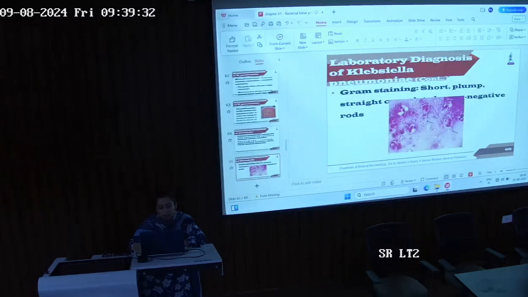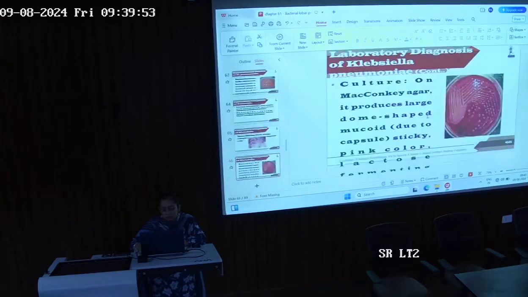Then on gram staining, short plump bacteria which are gram negative, and sometimes they might give the appearance of cocobacillary forms also. However, they are short, stout and thick in shape. Sometimes they also show a capsular halo around them. On MacConkey's agar, it produces dome-shaped mucoid colonies, sticky in nature, pink in color due to lactose fermentation.